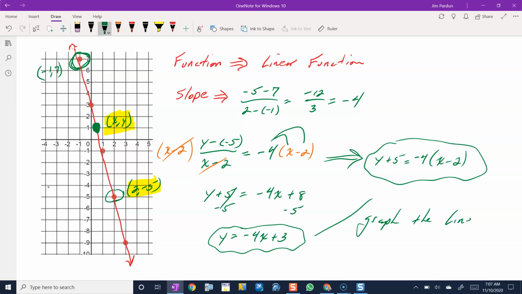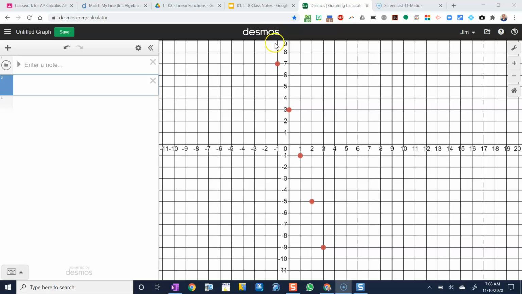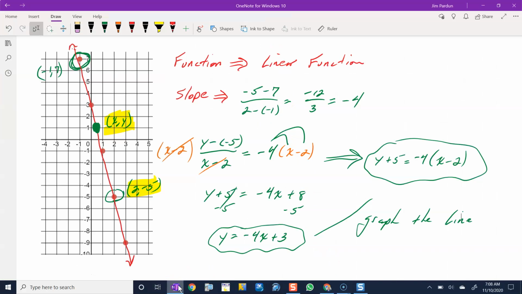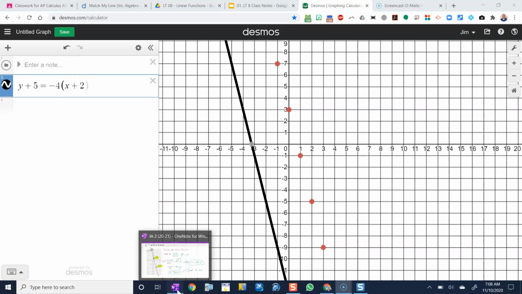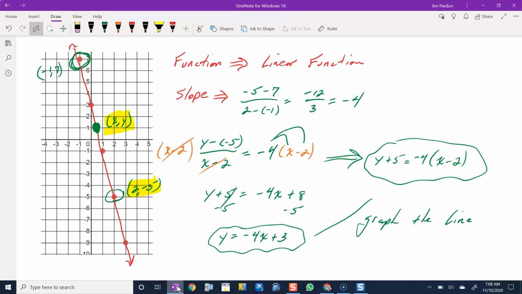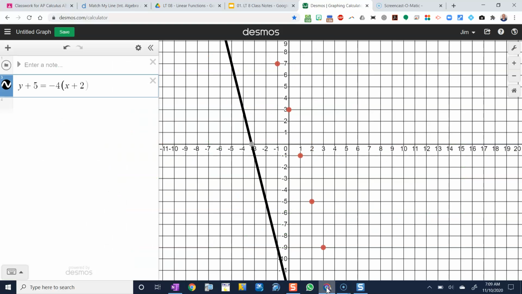And so let's just put that to the test by heading over to Desmos. All right, so here are the points we were just looking at. And let's put in our first function that we found, that was similar to the last video. y plus 5 equals -4 times (x minus 2). So y plus 5 equals -4 times (x plus 2). We can see that that does not go through the line. But let me go back and check my equation. Oh, it's y plus 5 equals -4 times (x minus 2).